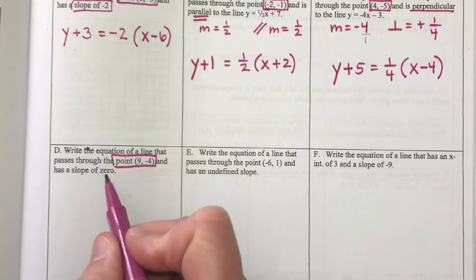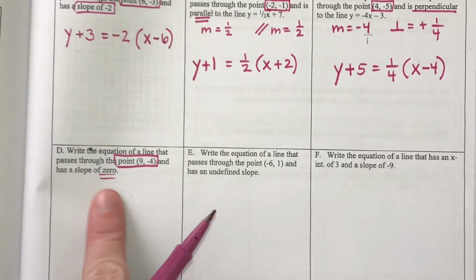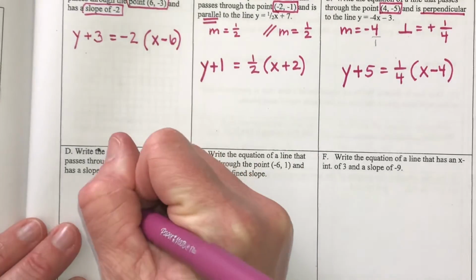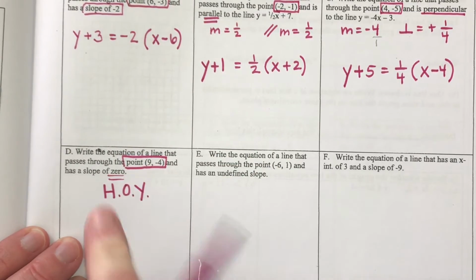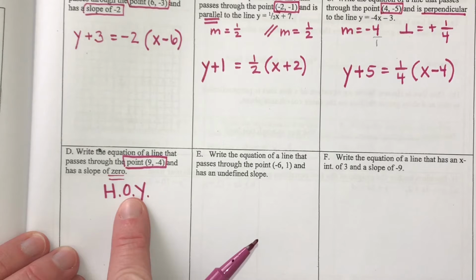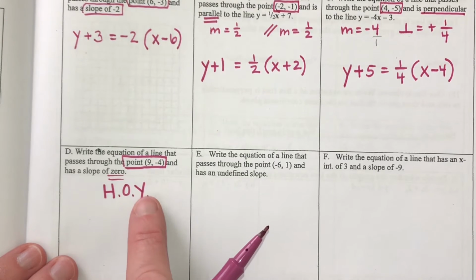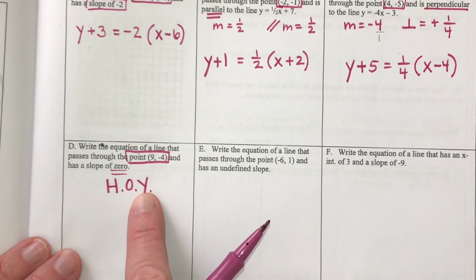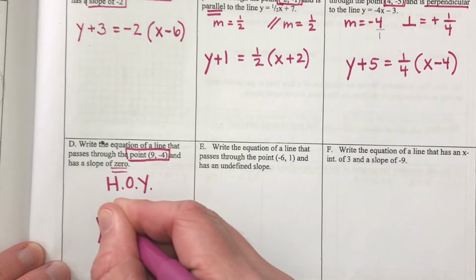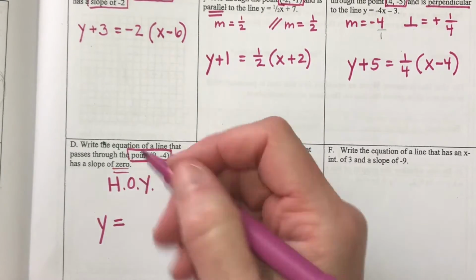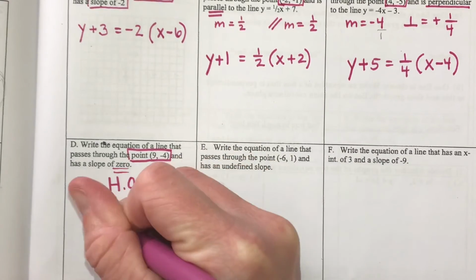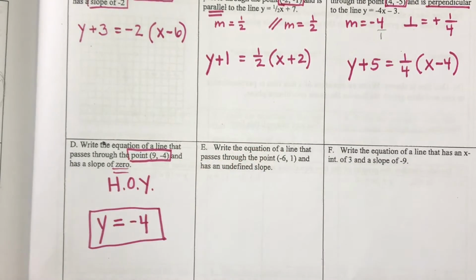In my next example, it says write the equation of a line that passes through the point 9, -4, and has a slope of 0. Whenever I see a slope of 0, I write down on my paper the phrase HOY, which stands for horizontal lines have 0 slope and their equations are y equal to a number. So I know that it's going to be a very simple equation, y equal to a number. So just look at your point and identify the y value, and that is your horizontal equation.